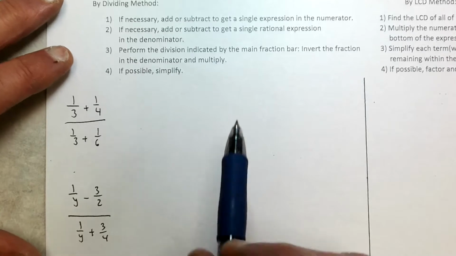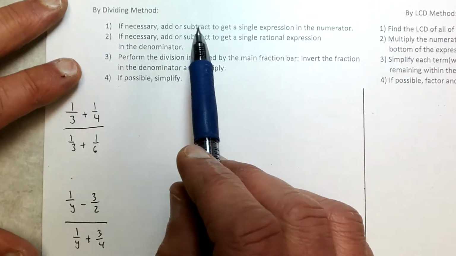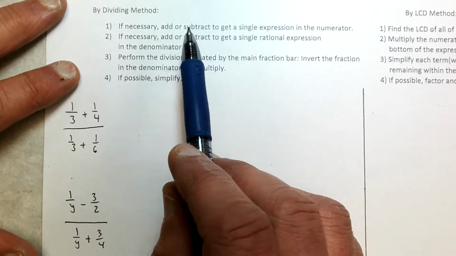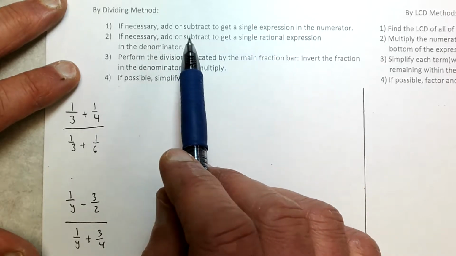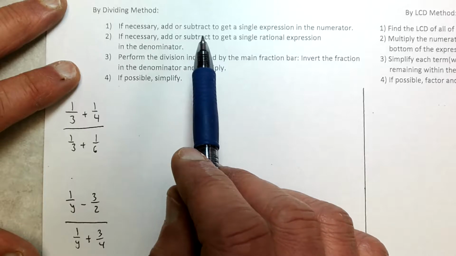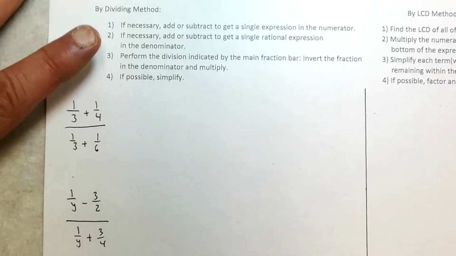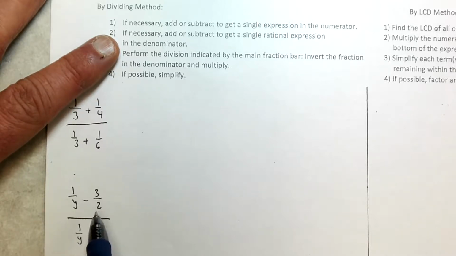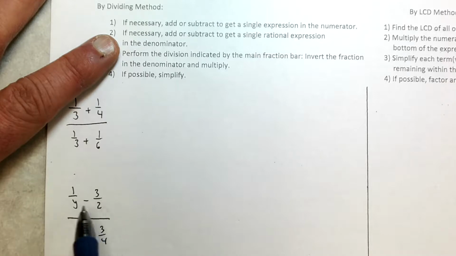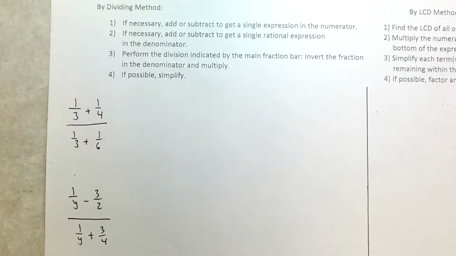What does it say up here? It says that if necessary, add or subtract, this is the division method, to get a single expression in the numerator, and step 2 is the same thing in the denominator, get a single rational expression. In other words, subtract or add to get a single fraction on the top, and subtract or add to get a single fraction on the bottom. Well, that really kind of begs for the common denominator to be found, because in order to add or subtract fractions, you need an LCD, right?